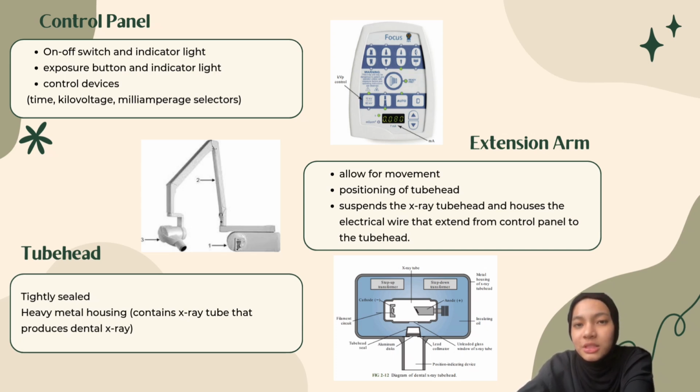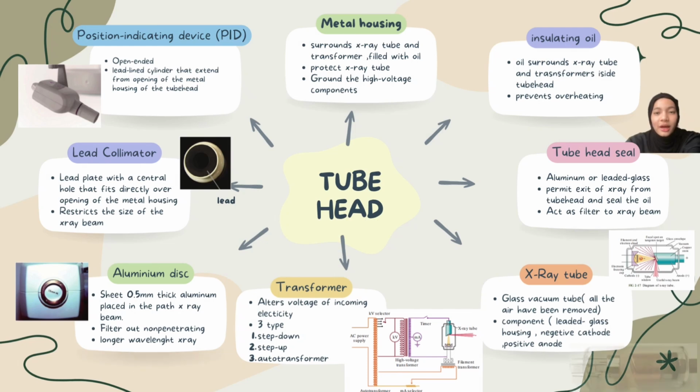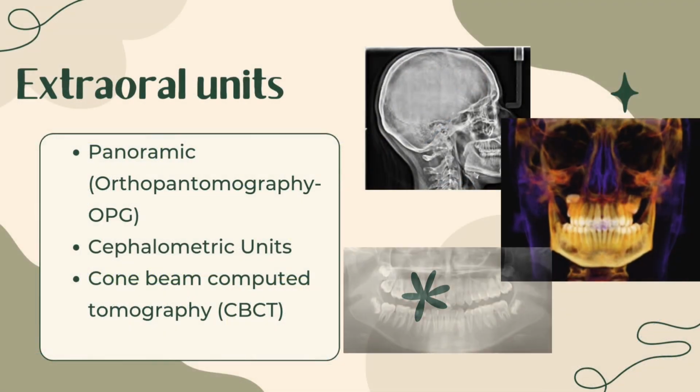Second, the extension arm allows movement and positioning of the tube head while securely housing the electrical wire. The tube head is the core component where X-rays are generated. It includes essential parts like the lead collimator, position indicating device (PID), metal housing, insulating oil, tube head seal, X-ray tube, transformer, and aluminium. Now, moving on to the extraoral modalities.